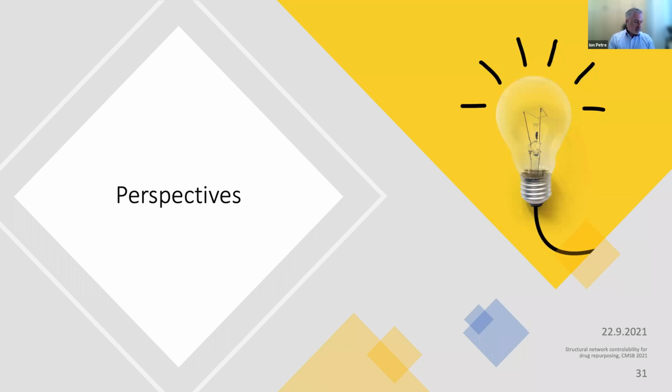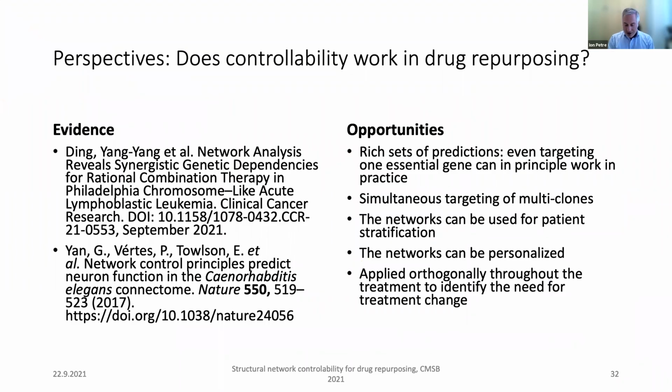Just one slide with perspectives to wrap this up. At the end of the day, you do these studies, and one question that we are asking ourselves is, does it work? Does controllability really work in drug repurposing? And the fact of the matter is that it's still not sufficiently clarified. We can do these computational studies, and there is a very rich set of predictions that we typically get out of this. There is some evidence that this could work.